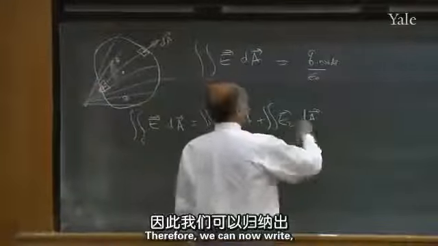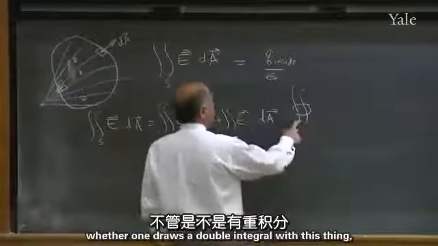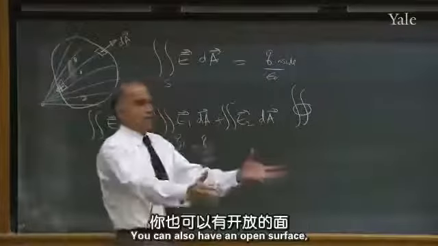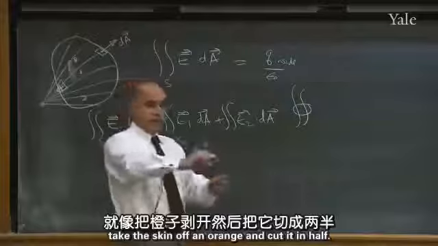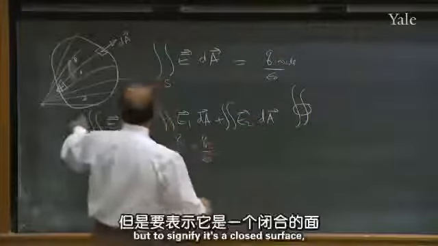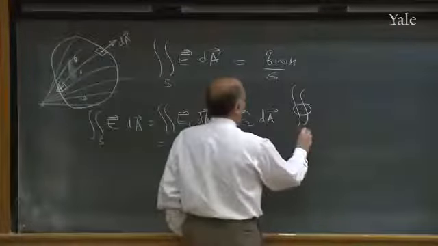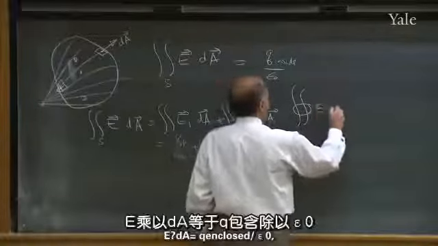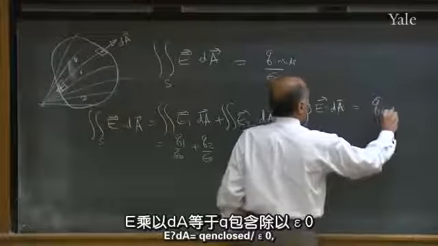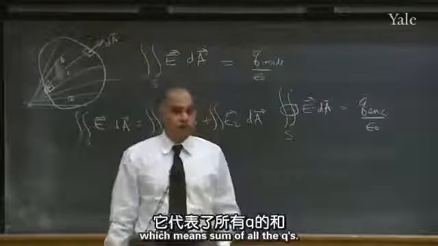Therefore, we can now write, generalizing to any number, but if one draws a double integral with this thing, meaning it's a closed surface. You can also have an open surface. You know, take the skin of an orange and cut it in half. That hemispherical skin is also a surface. But to signify it's a closed surface, we do it like this. On a closed surface, the integral of E dot dA is equal to Q enclosed divided by epsilon 0, which means sum of all the Q's.